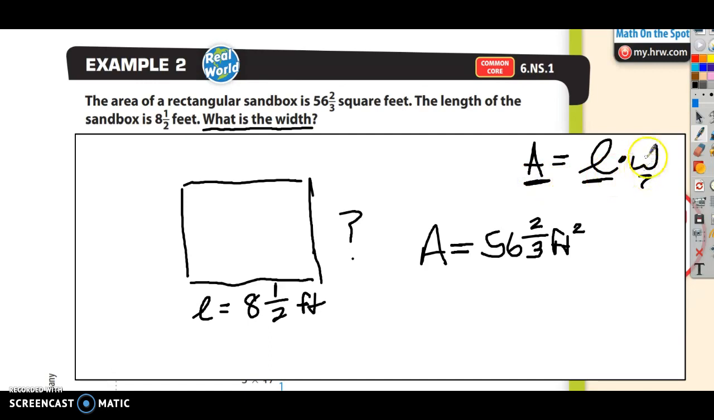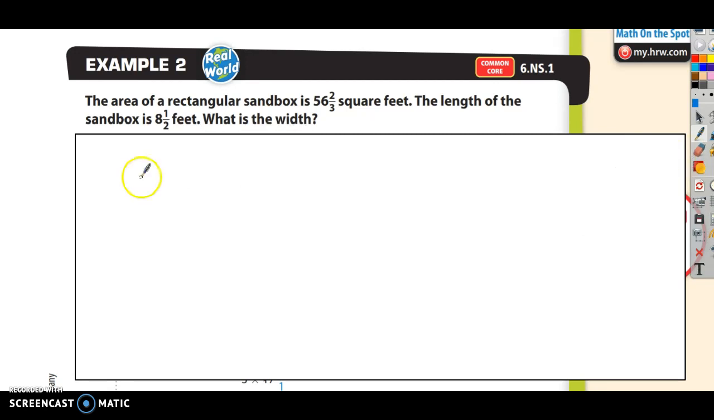So we're going to work backwards. Instead of multiplying, we're going to divide. We're going to divide the area by the length. Hopefully that makes sense to you. So the area is 56 2/3. And we're going to divide that by 8.5. And these are large numbers. So I'm happy to show you. You don't actually have to solve this problem. I just want you to be aware that this is going to be division.